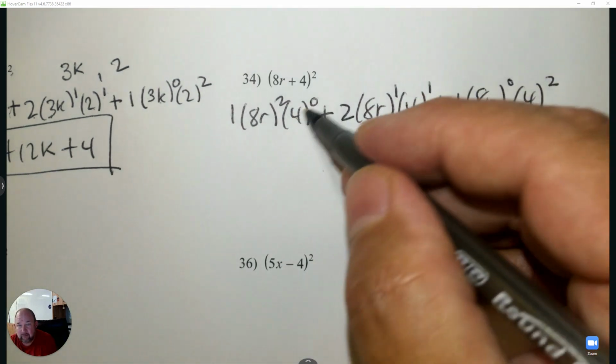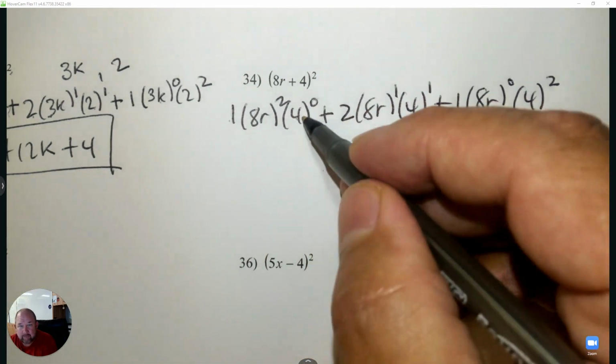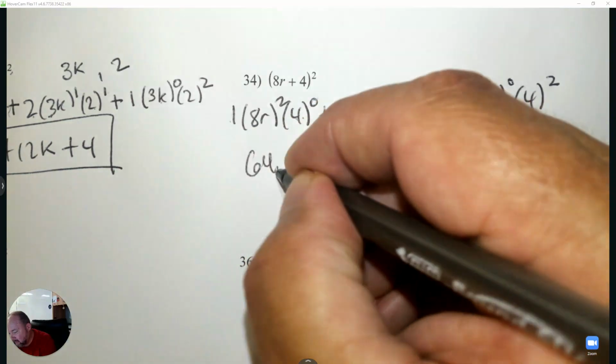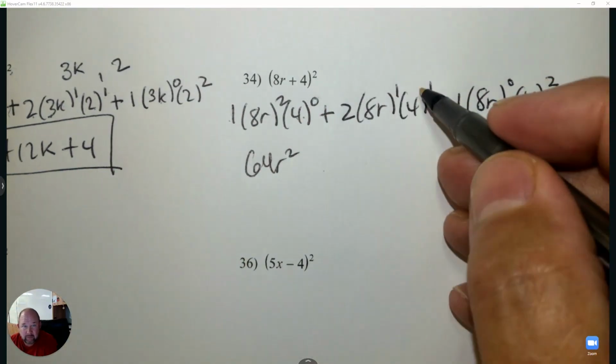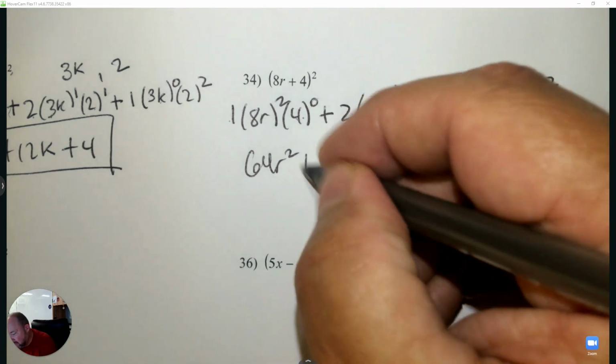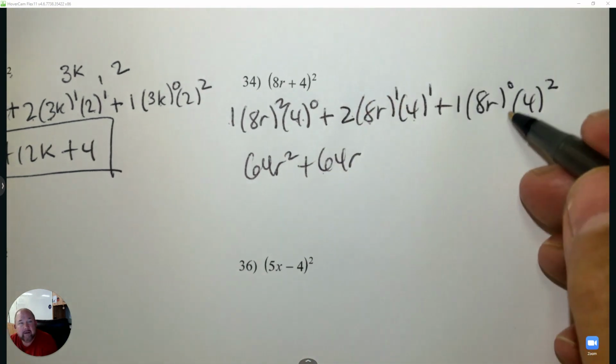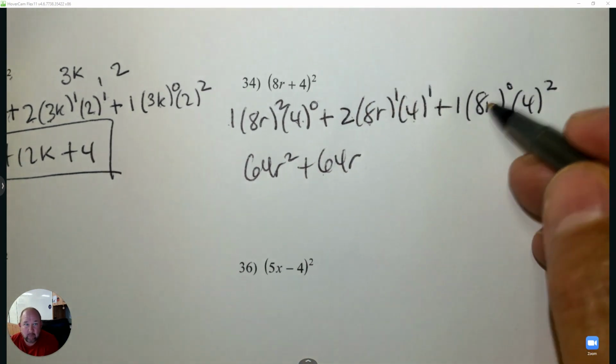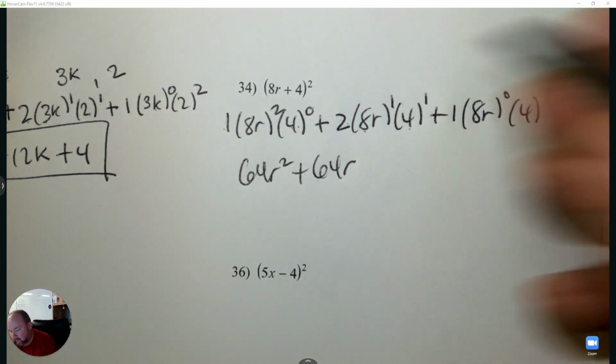Again, 4 to the 0 is 1. So it's really 1 times 1 times this. So that's 64r squared. Here the exponent 1 just means you multiply. So 2 times 8 times 4, that's 64. And that's r. Again, anything to the exponent 0 is 1. So it's just 4 squared, which is 16.